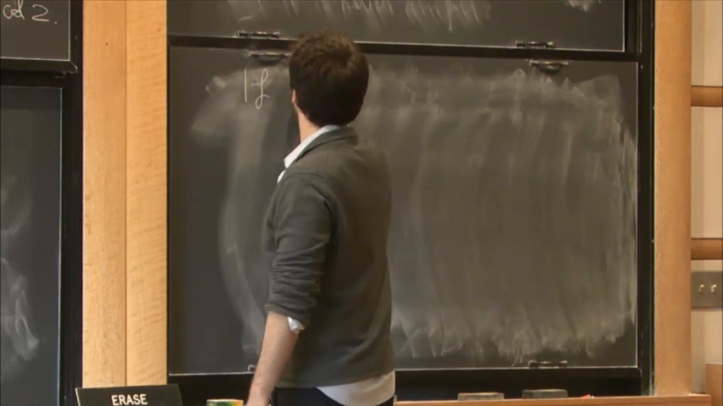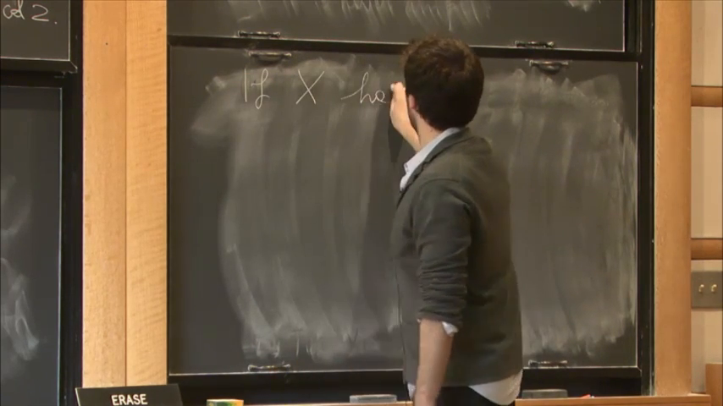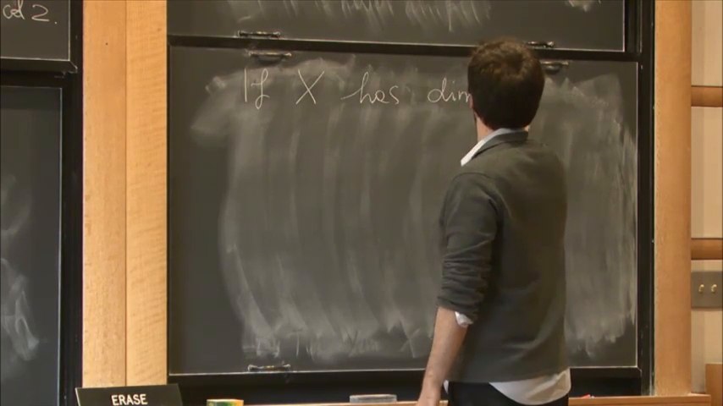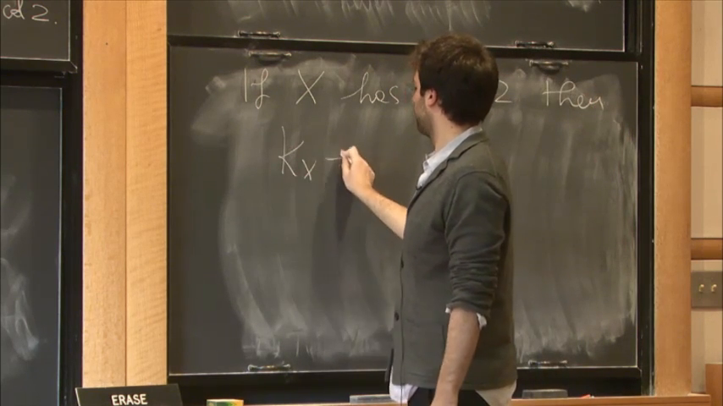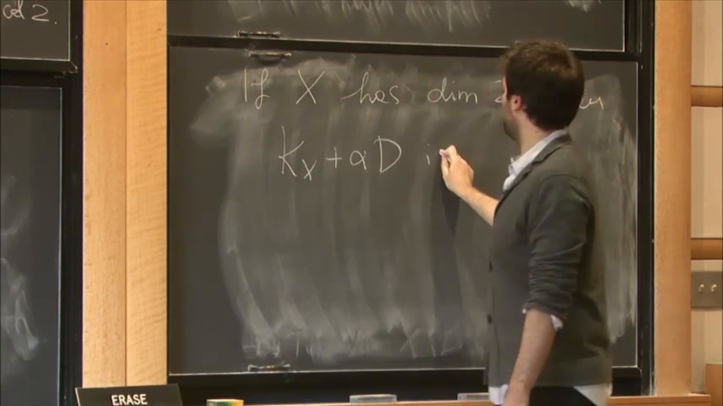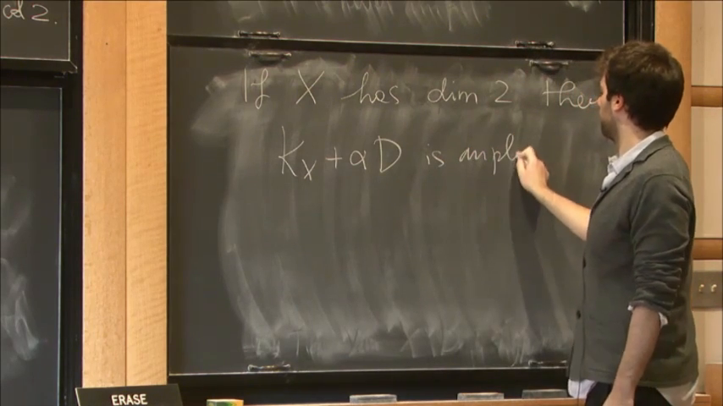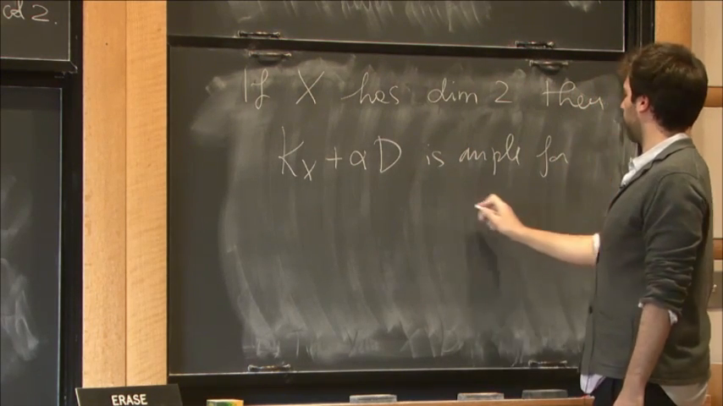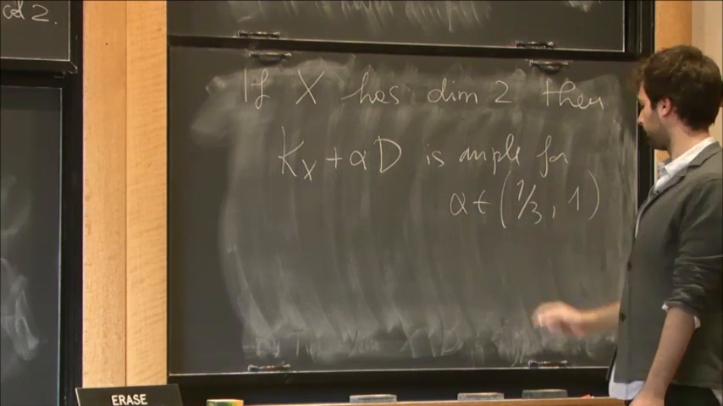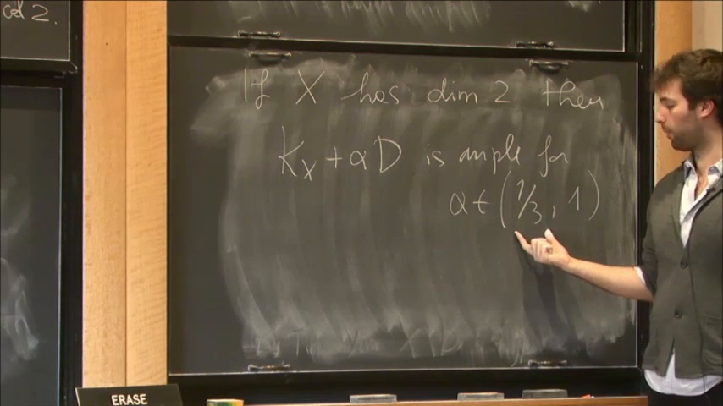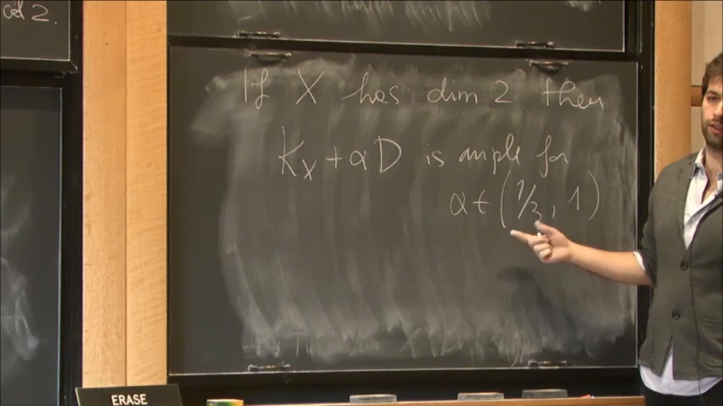So if X has dimension 2, then we can prove that kX plus alpha D is ample for alpha in this range, so 1/3, 1. So in Hirzebruch examples, you get 1 divided by 4. So this is not sharp, basically.